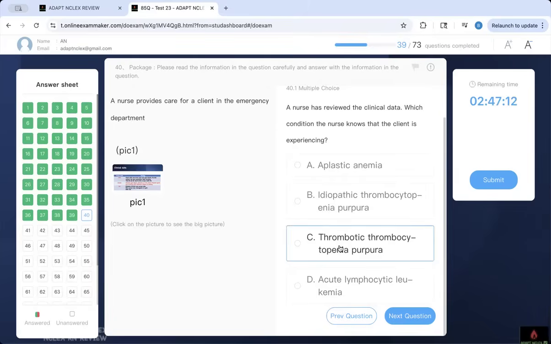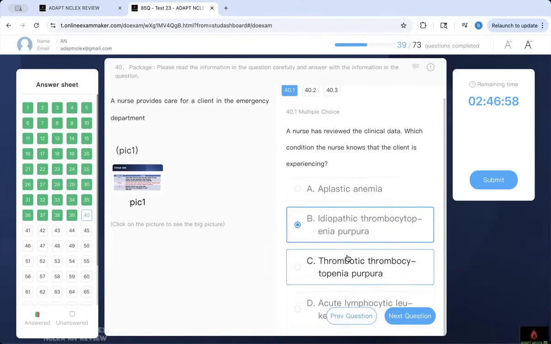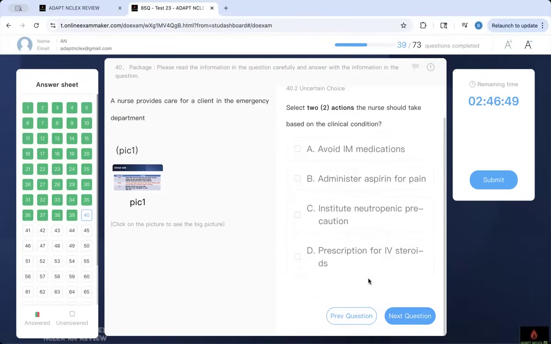And thrombotic thrombocytopenia will be related to thrombosis and other things. This is idiopathic thrombocytopenia. We don't know what happened all of a sudden. The other reason is that in thrombotic thrombocytopenia, the platelet size is not going to be normal. That's another reason if you want to know.